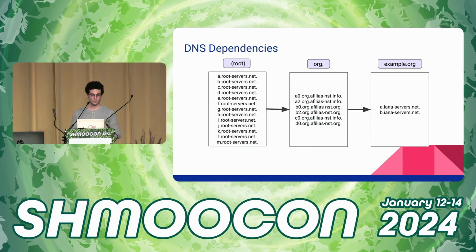Going a little further, a given domain name, like example.org, depends on its own name servers, as you see here. But each of these name servers is actually just another domain name. And each of those domain names has its own name servers. And they also have TLDs, and TLDs have their own name servers. And this keeps going.